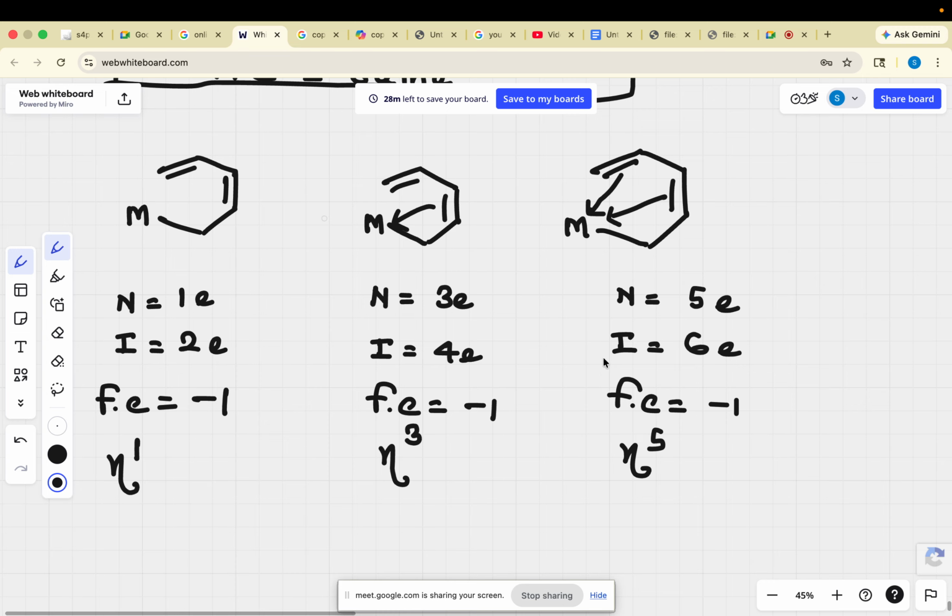Right. So this is an example of fluxional ligands. You can see the formal charge is not changing, it remains constant at minus 1. But the hapticity value is changing, eta 1 to eta 3 to eta 5. So that much variety you are getting. Okay, clear? Clear?